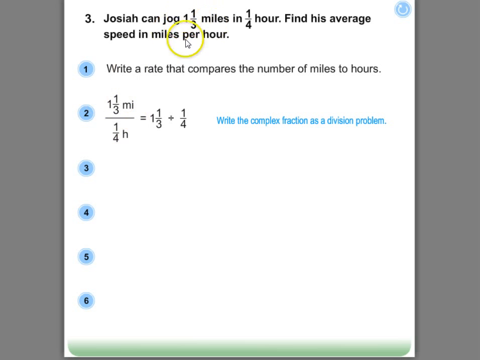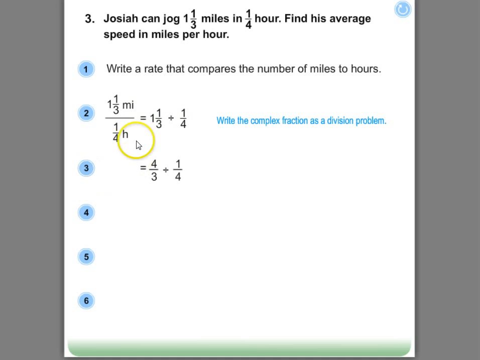This is the whole problem translated into a ratio. However, we are not dealing with regular numbers here. We are dealing with fractions. So if we leave it as a ratio, it will be a little confusing. So please go ahead and set it up as a division. So we get 1 1/3 divided by 1/4.